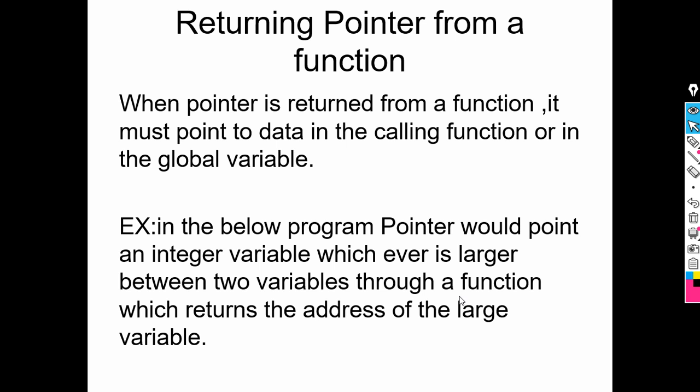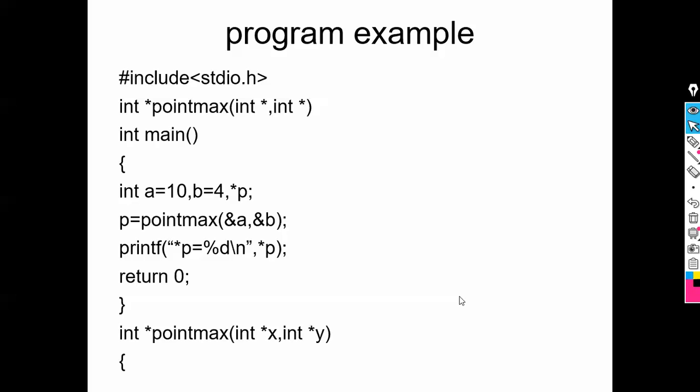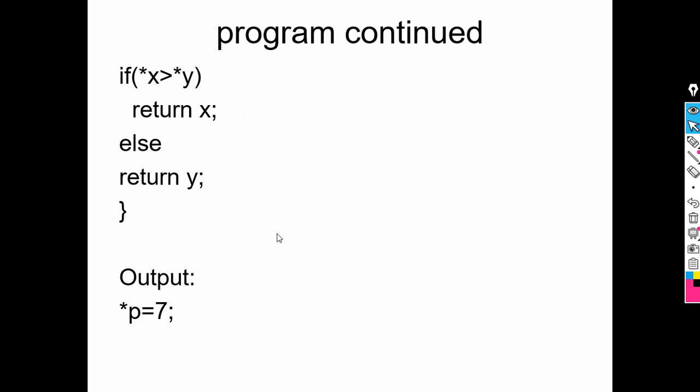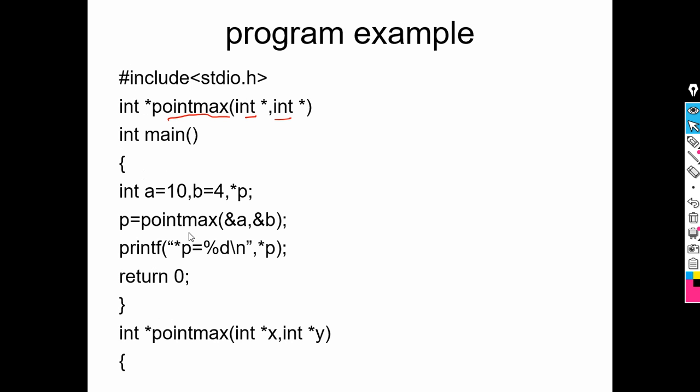Returning a pointer from a function: you can have a pointer value returned from a function, with the help of which you can return a big set of values. In this example, pointmax is a function taking two arguments, both of them pointers. Here you want to find the maximum of the arguments passed to this function. Let us take a and b, two variables whose values are 10 and 4.